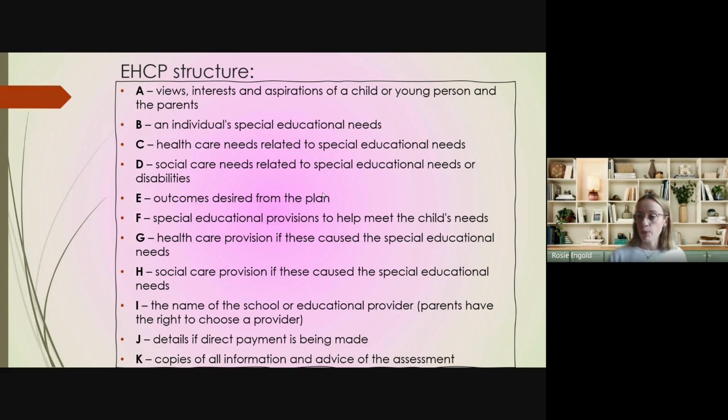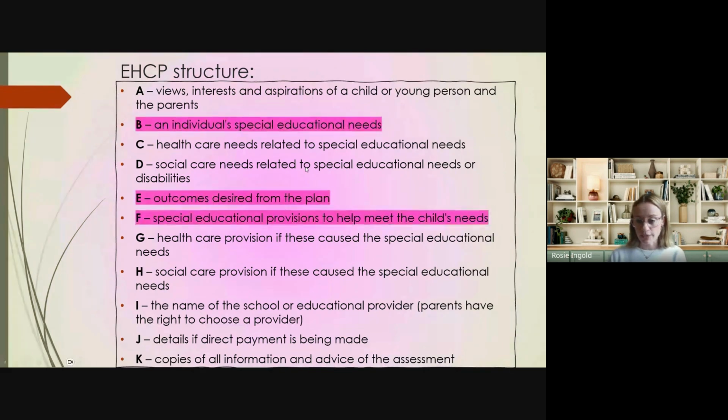So really what we're interested in from a tuition point of view with EHCPs are these three sections here. Section B, which is the individual's special educational needs. Section E, which is the outcomes that are desired from the EHCP and from this additional support. And section F, which is the provisions that are going to be made to meet that student's needs.